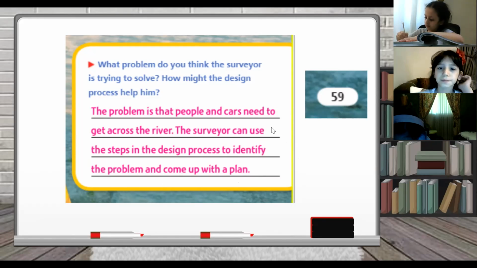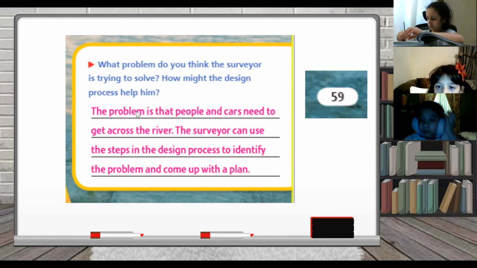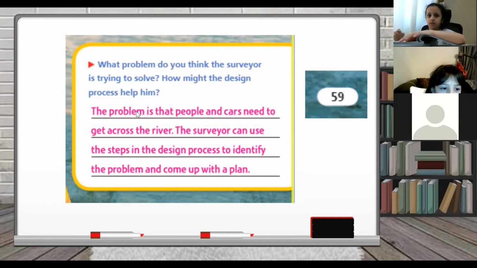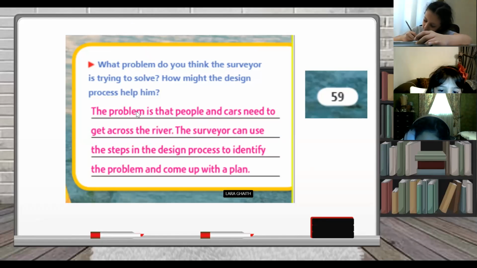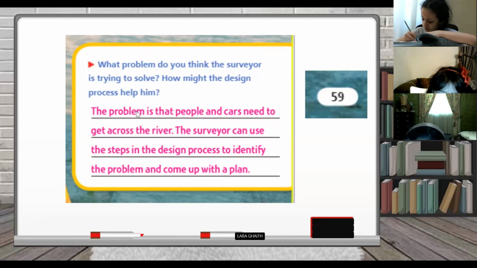So the problem is what? People and cars need to get across the river. And the surveyor can use the steps in the design process to do what? To identify. Identify means to know or to make sure about the problem so that he can come up with a plan. Okay, what plan can he make?